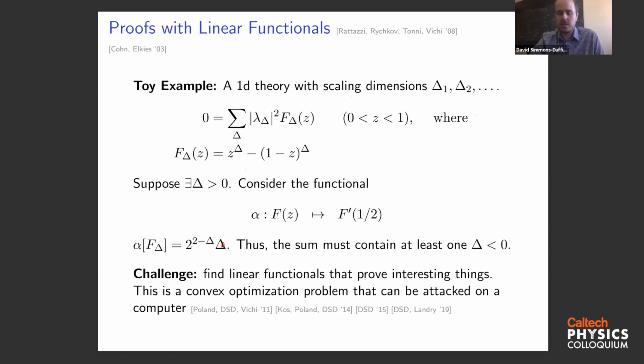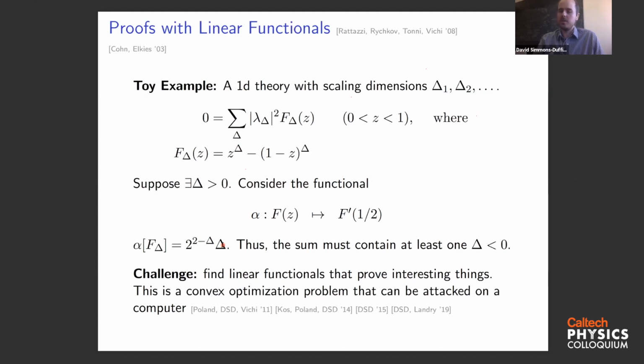And again, the challenge is to find linear functionals that prove interesting things. And usually what that means is we want functionals that are almost everywhere positive and negative in only various tiny places. And if they're negative in tiny places, then we can learn that the theory has something in those tiny negative places. And this problem of finding interesting functionals is a convex optimization problem. It's a convex optimization problem because we're looking for functionals that satisfy positivity conditions in order to be interesting. And solving large systems of positivity conditions is called linear programming.